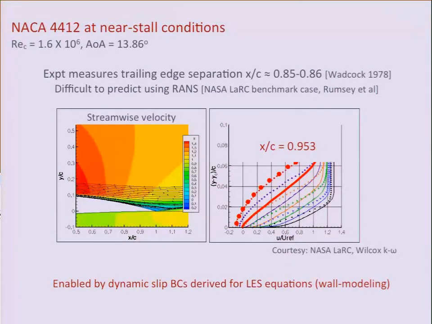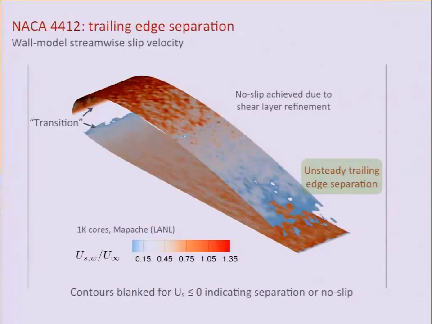And this is one of the last measurement locations close to the trailing edge. You can clearly see that the experiment has a separated flow, and this RANS model is still attached, or maybe there's a very, very small separation bubble. And so the enabling piece for this calculation is that the slip boundary conditions that we derive from the LES equations really make a calculation like this possible.